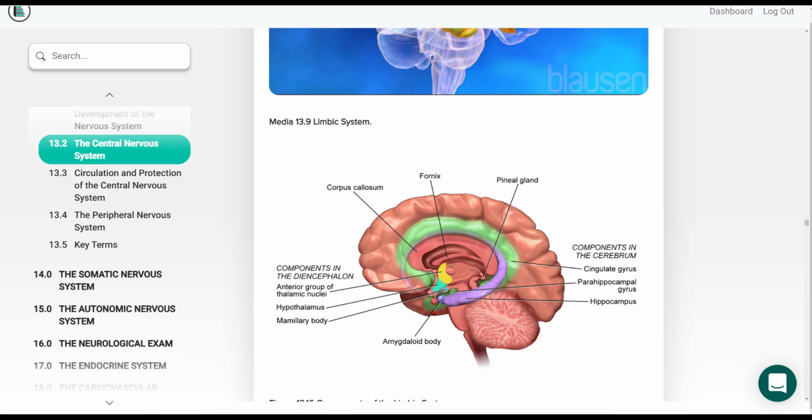Of interest here, also here's the amygdaloid, or the amygdala, same thing. The amygdala, or the amygdaloid body, right here. And this purple bulge right through here is the hippocampus. The other structures let's not worry about, but those are things that we've talked about so far.